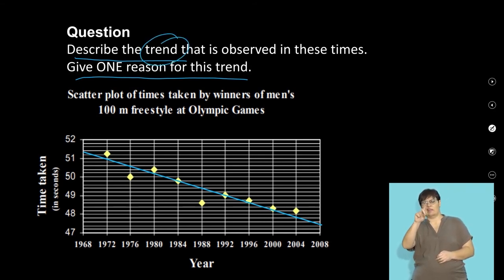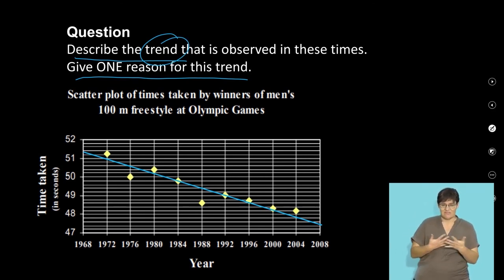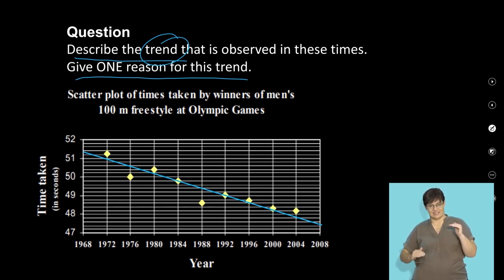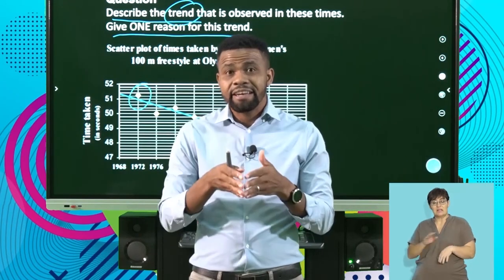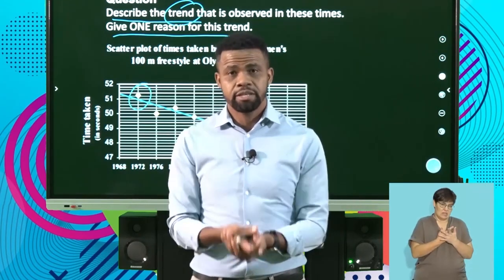We can see that every year, on average, the men's swimming team is just getting better and better. They're reducing their time if we compare from 1972, which is actually the highest. And if you look at 2000 to 2004, they're taking less time to finish the 100 meters.